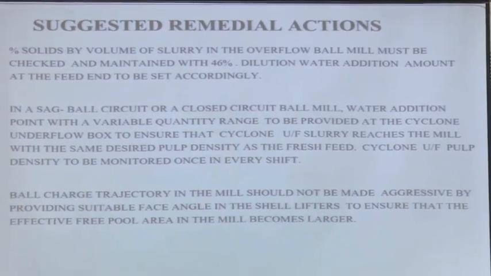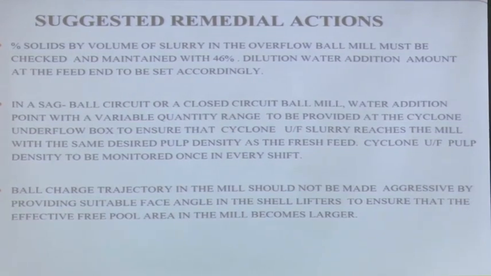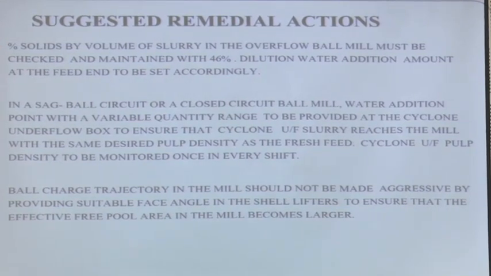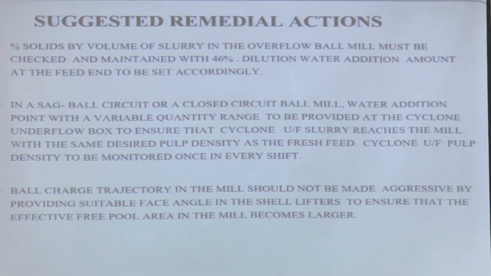Percent solids by volume in the slurry in the overflow ball mill must be checked and maintained within 46%. Now, there is another important thing: the dilution water addition amount at the feed end is to be set accordingly, because if I push more solids, there is a ratio controller aided by a flow meter, which guides the water accordingly to maintain the particular solid-liquid ratio. So, that has to be set properly, so that the slurry density does not go beyond 46%.